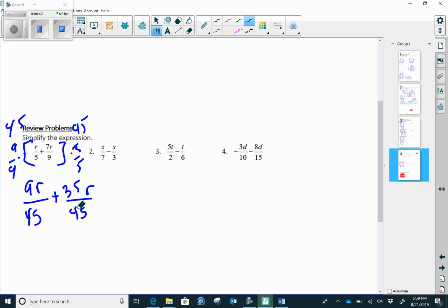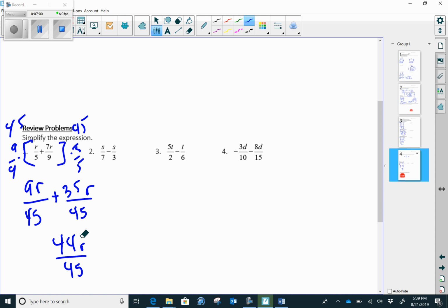Now the denominators are the same. Now I can add the numerators. And in this part, I will add the terms. 9R plus 35R will be 44R over 45.